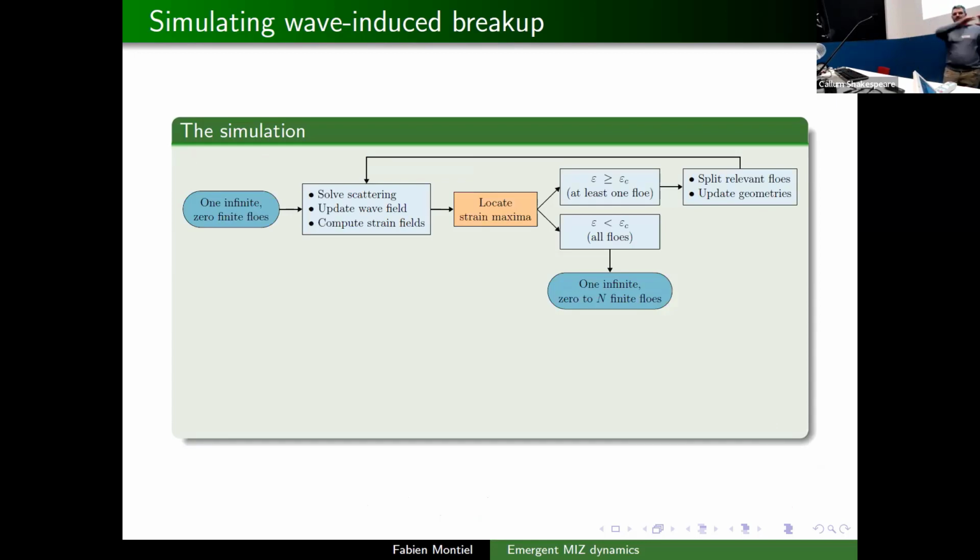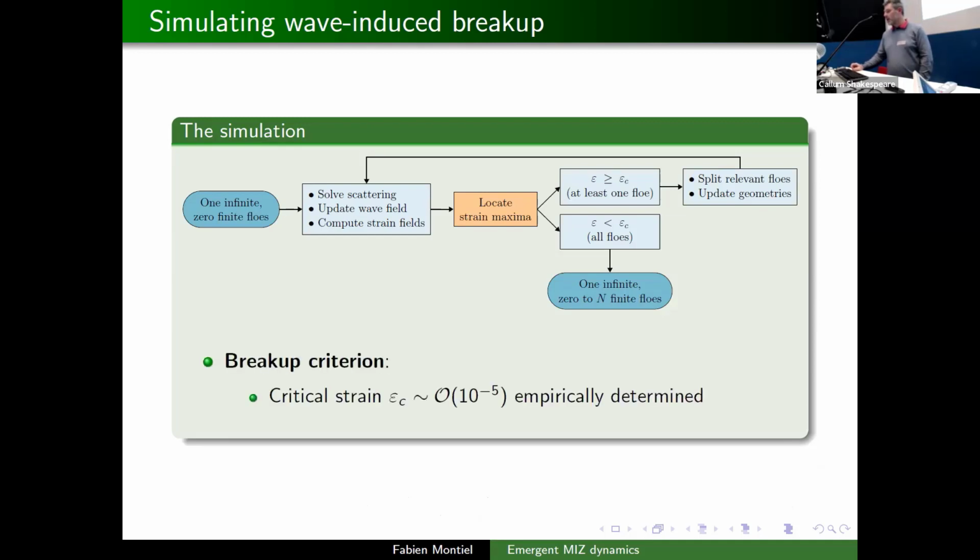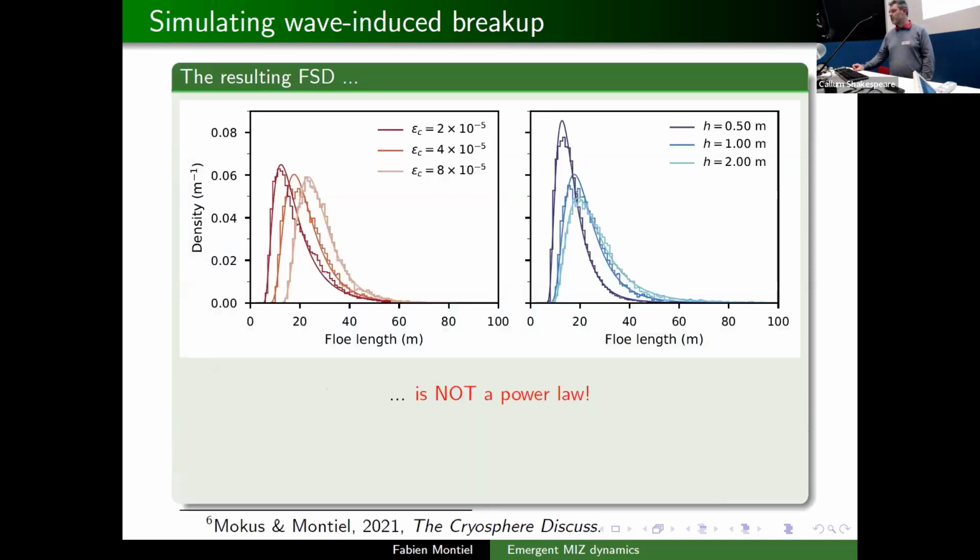The idea is that we started with an infinite ice sheet, and we just repeatedly broke it apart by sending waves again and again and again until it stopped breaking up. And we just introduce a critical strain here to determine when it breaks. And we just assume as well that each floe can break only once at each step of the simulation. And what we found is definitely not a power law at all.